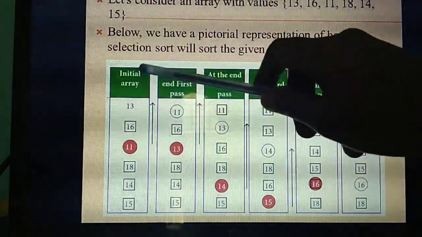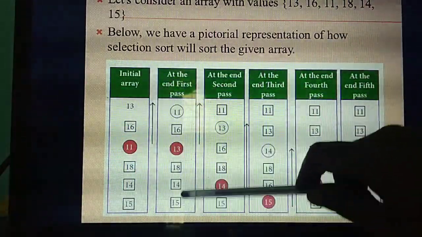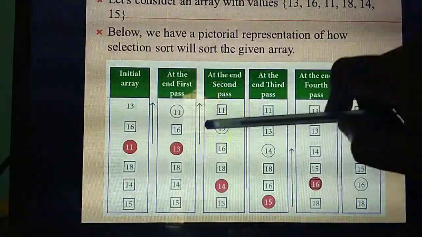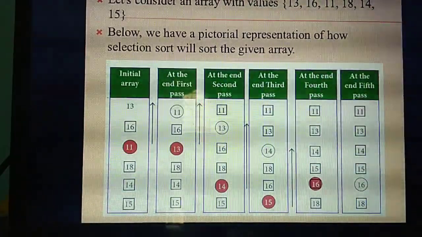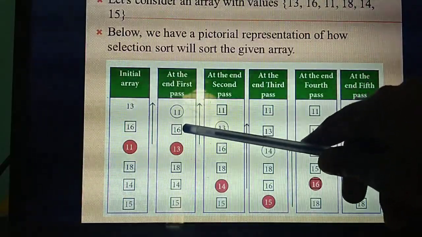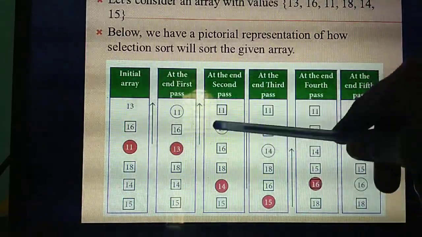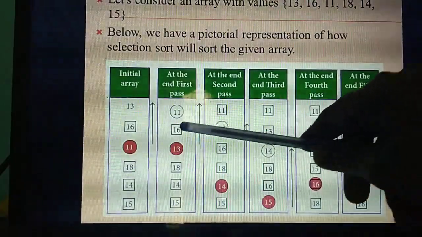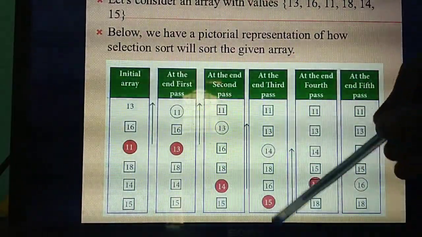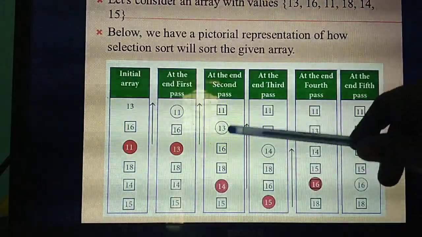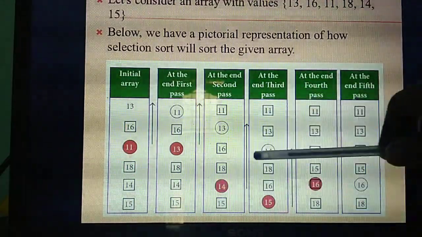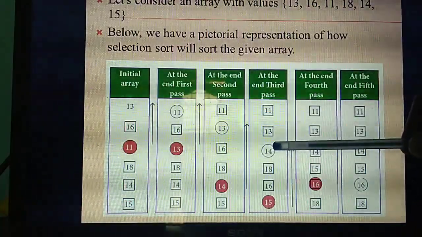Then arrange 11, 16, and so on. What's the next smallest element in this array? 13. From here you need to draw another arrow mark. This 13 will come to which place? The second place. So I am moving 13 here, then 16 comes to this place. Understand? Listen. Next, which is the smallest element among this array? 14. So 14 comes in this place, after the 13.